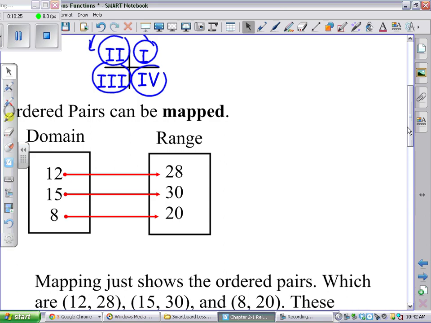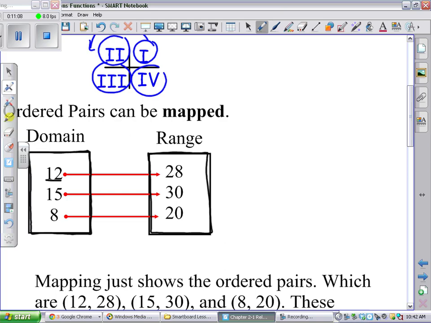Okay, when we talk about ordered pairs, they can be shown with parentheses as a group of numbers, which is what we typically see them as. We can also graph them, or we can do what we call mapping. And ordered pairs are mapped, so we have a box for our domain, as represented here. Sometimes circles are used, or ovals rather. Same idea though. And so our domain here is represented by 12, 15, and 8. And then a box for our range, and those numbers are 28, 30, and 20. And then we have arrows in between that represent what goes to what.